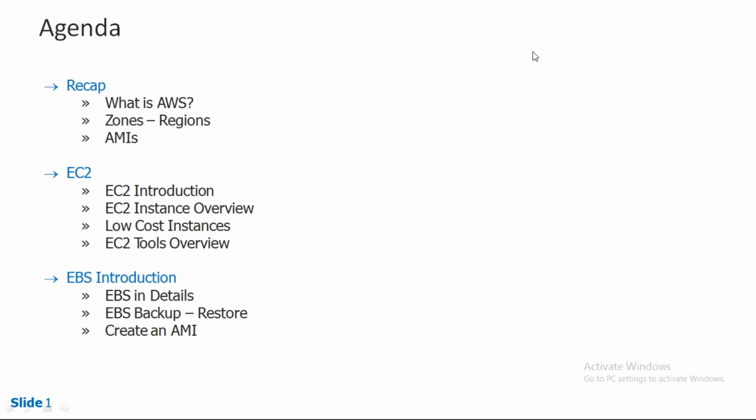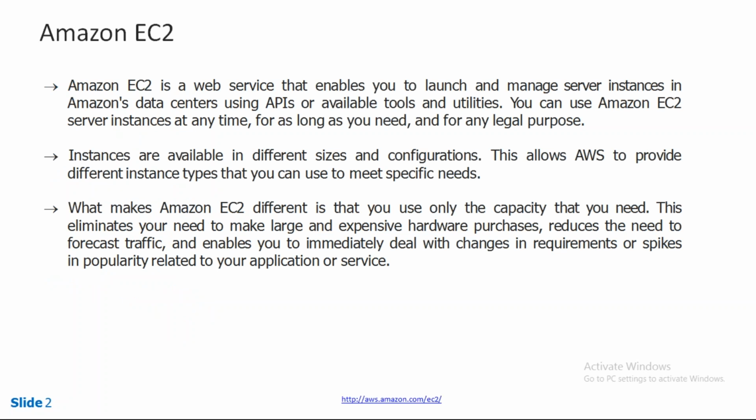So we will see. Now let us start with EC2. So what is EC2? EC2 is nothing but, we have seen, a server provided in the cloud, that's AWS. Now you see it's mentioned here. Amazon EC2 is a web service that enables you to launch and manage server instance in Amazon's data center using APIs available tools and utilities. You can use Amazon EC2 server instance at any time for as long as you need and for any legal purpose. Okay, it is just mentioned as legal purpose.